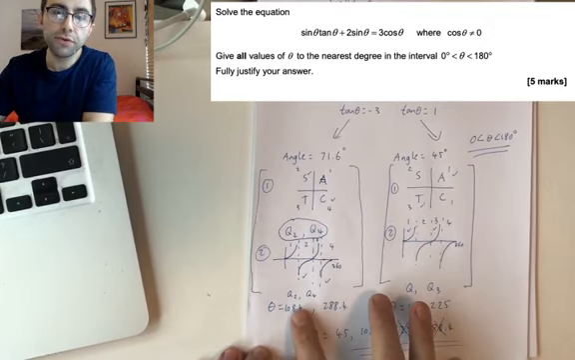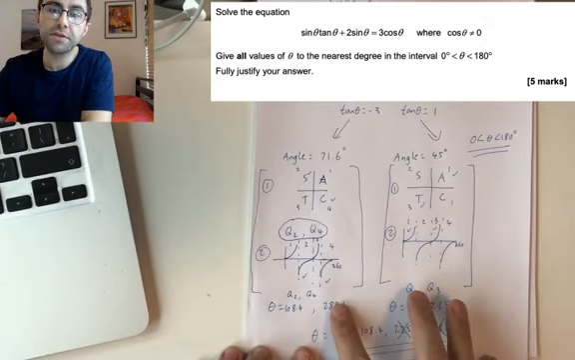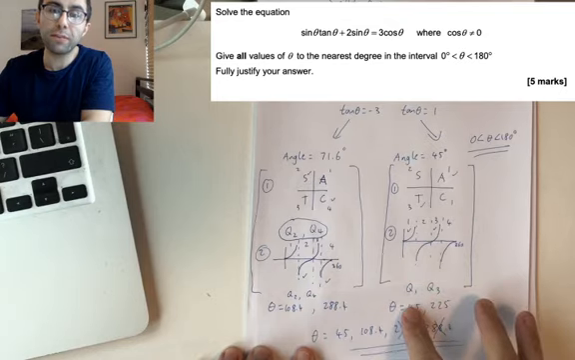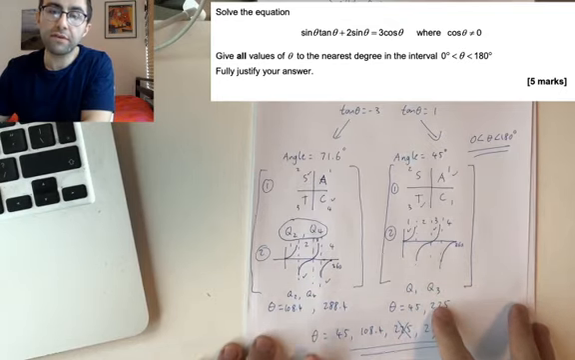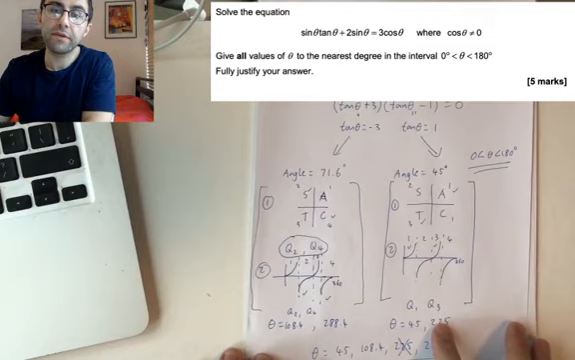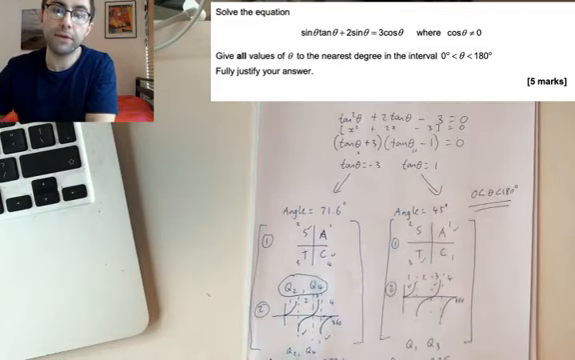Then for quadrant 2, it's 180 minus. Quadrant 4, it's 360 minus. Quadrant 1, it's 0 plus. And quadrant 3, it's 180 plus. And when I say plus or minus, I'm talking about adding the angle.